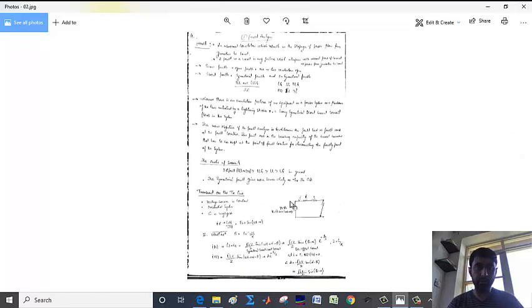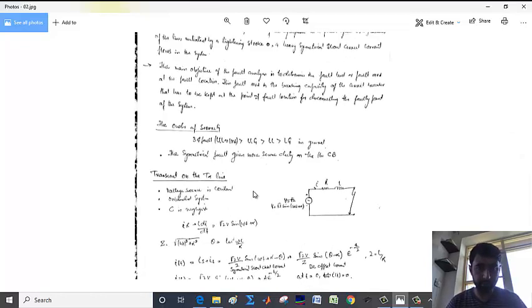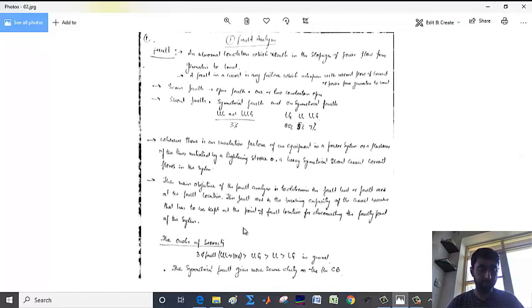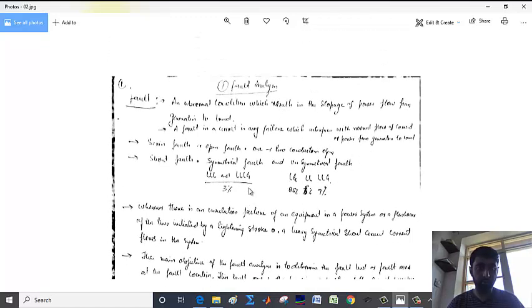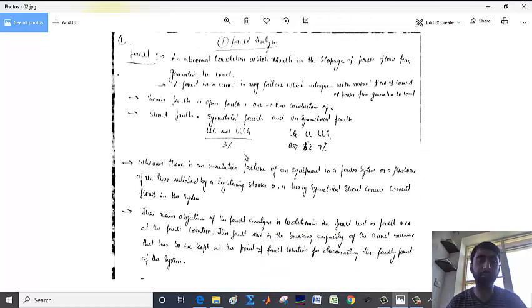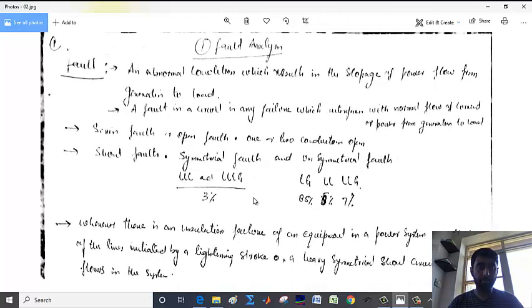Now coming to the general introduction, I will first introduce the fault. As I told you, I will start from the power system. I will give you a little bit of introduction about the fault analysis, and then I will come back to this. First, I will define what is a fault.